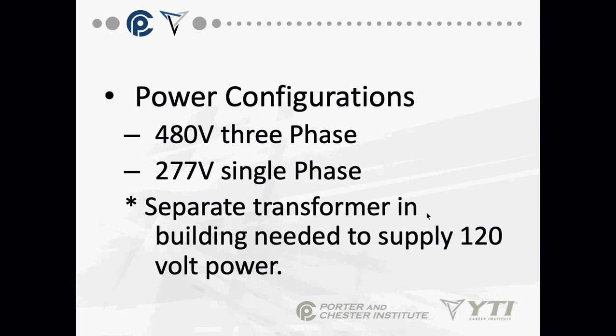We have to have a separate transformer in the building to supply the 120-volt power. Once we have 480 volt, we have to step it down with a separate transformer in the building.